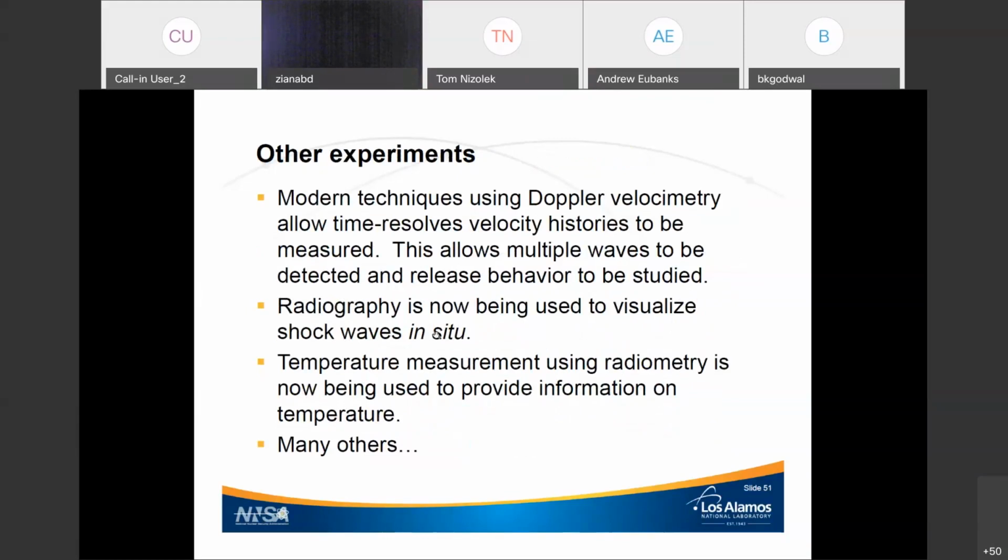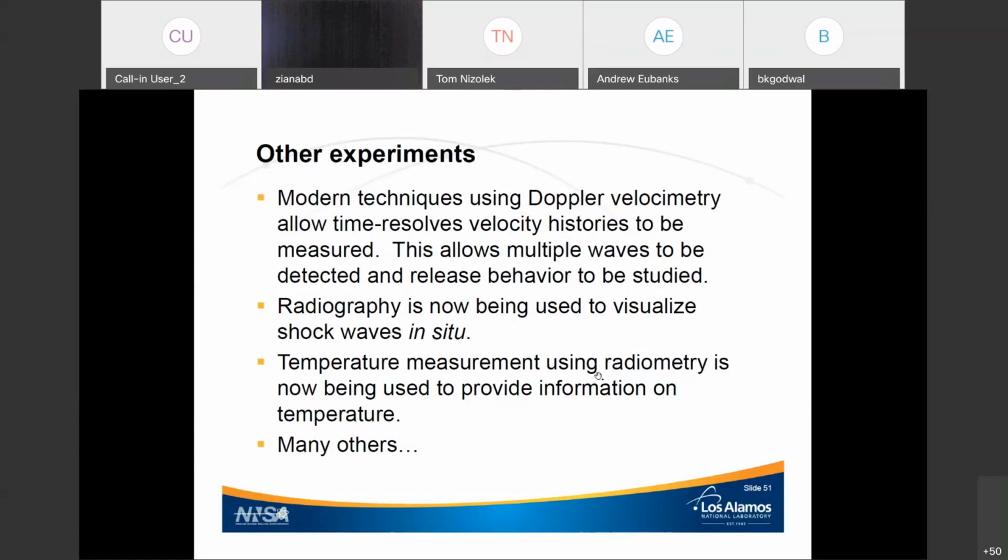Now, I talked about Hugoniot experiments. Here's a sort of laundry list of other types of experiments. Modern techniques often use Doppler velocimetry that allows time resolution. In your experiments, you can get time-resolved velocity histories, and that allows multiple waves to be detected and also allows things like release behavior to be studied. Radiography is now sometimes being used to visualize shock waves in situ. Temperature measurement using radiometry is now being used to provide information on temperature.